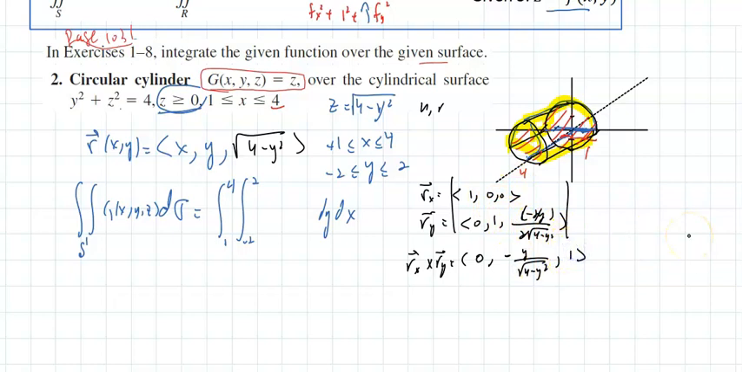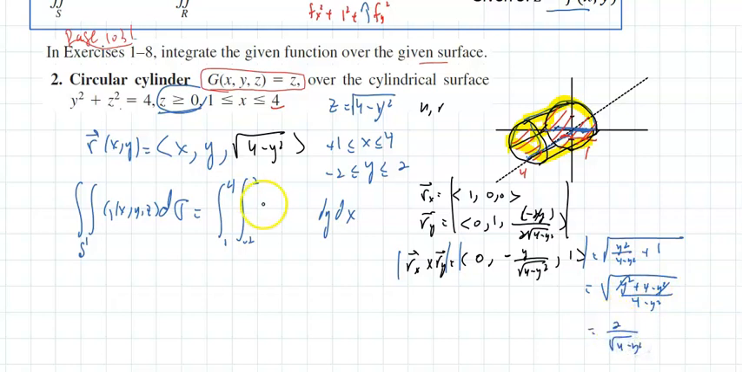So if I take the magnitude of that, that would be the square root of y squared over 4 minus y squared plus 1. That would be the square root of y squared plus 4 minus y squared over 4 minus y squared. That turns out to be 2 over the square root of 4 minus y squared. So this is going to be right here.